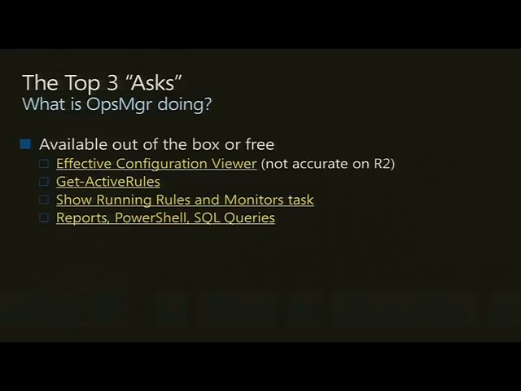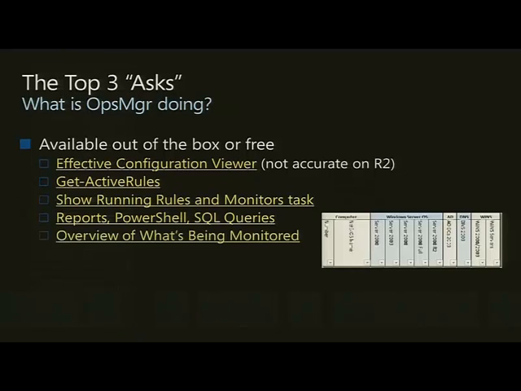I've listed some of the different routes you've got available on this. I'll flat out tell you none of them are really that good, but they'll give you something at least. Effective Configuration Viewer was pretty good, but it wasn't accurate post R2. The second one is actually a PowerShell script that can do these things. There's a task associated with it, but the format of that task is pretty ugly. You can also use some reports, PowerShell, SQL queries together.